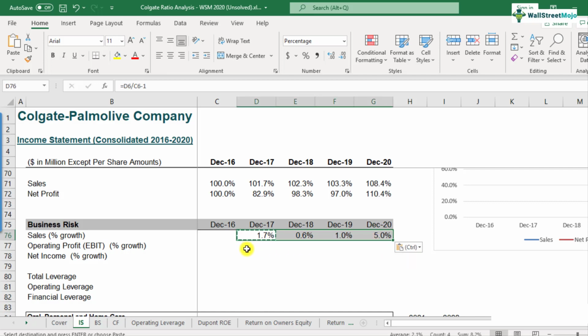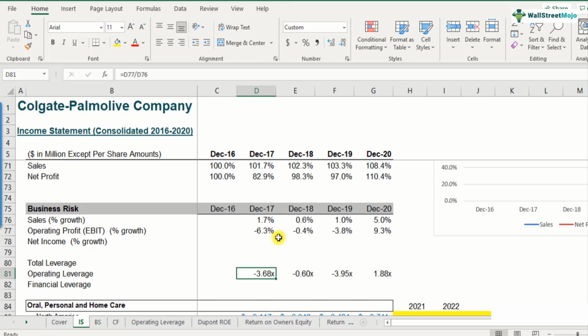The next thing we require for calculating operating leverage is the operating profit growth. We won't be able to interpret much here as such, but as far as interpretation goes, we have learned that it tells us how much fixed assets there are in the company and how it affects the operating profit.